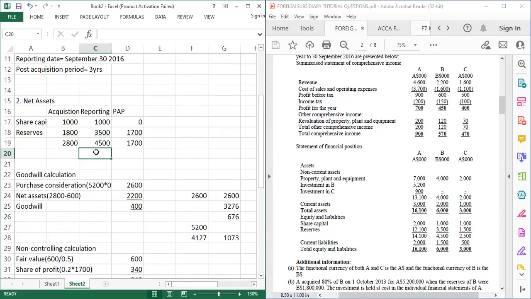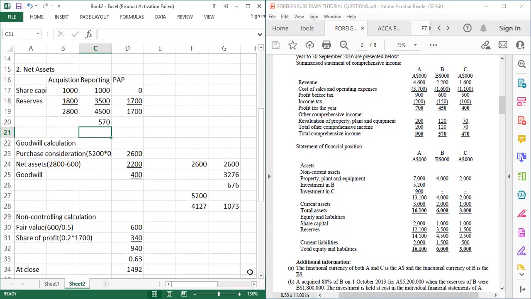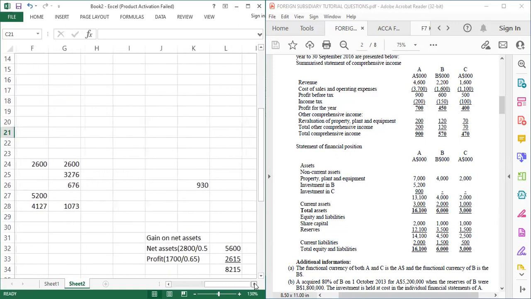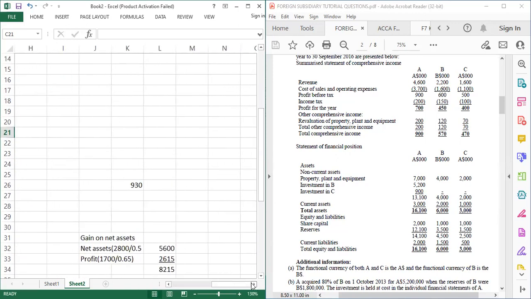Inside this, there is a total profit for the year of 570. So the question now is, what will be the net asset at the start of the year before we added the 570? Then we subtract the profit for this year from the net asset at reporting. 4,500 minus 570 will give us 3,930. So this is the total.